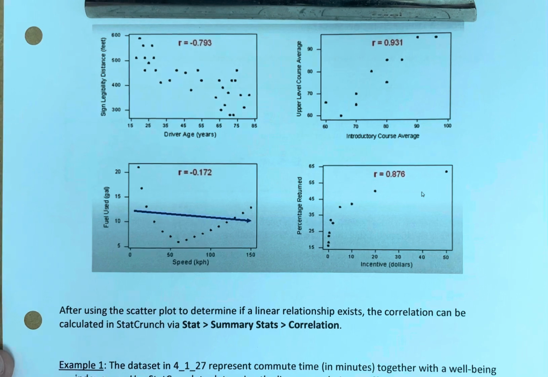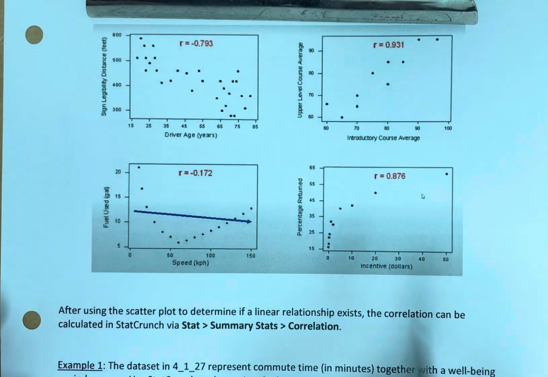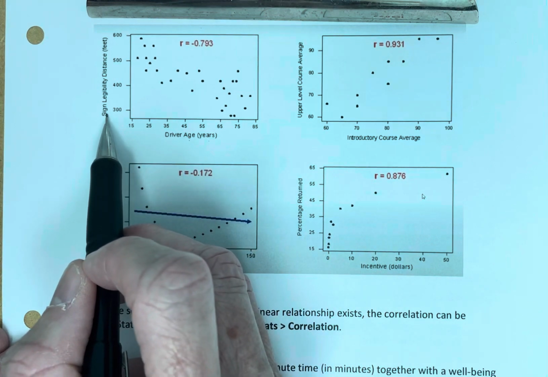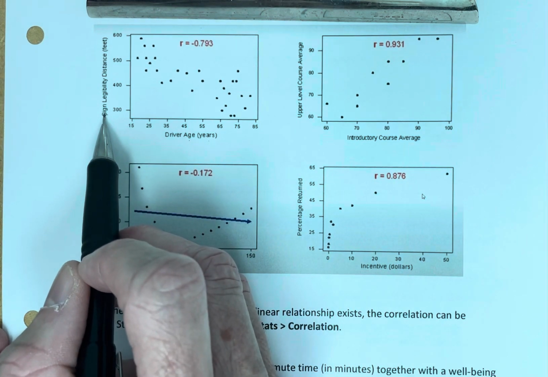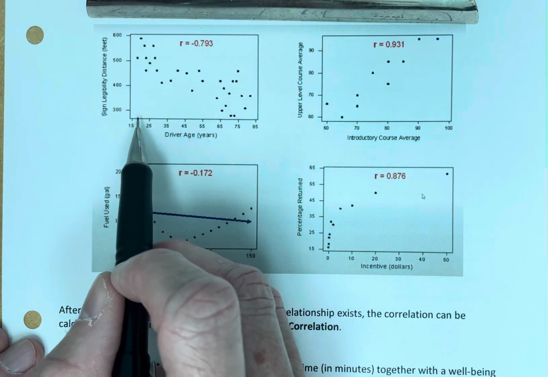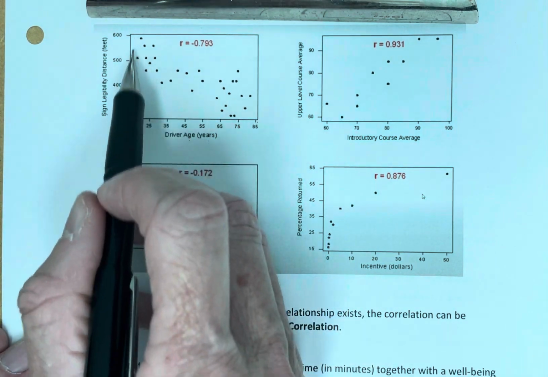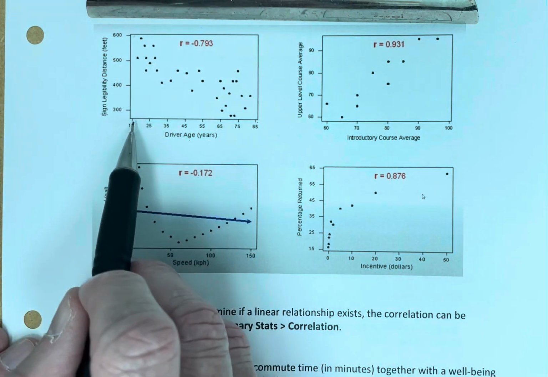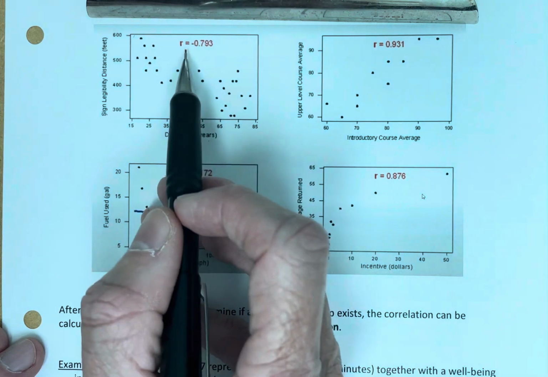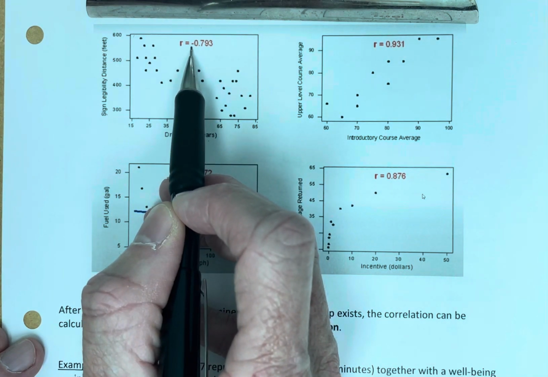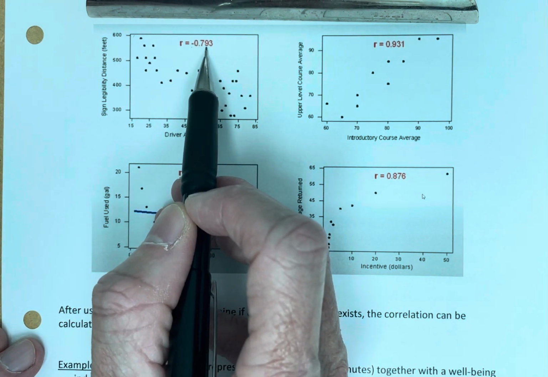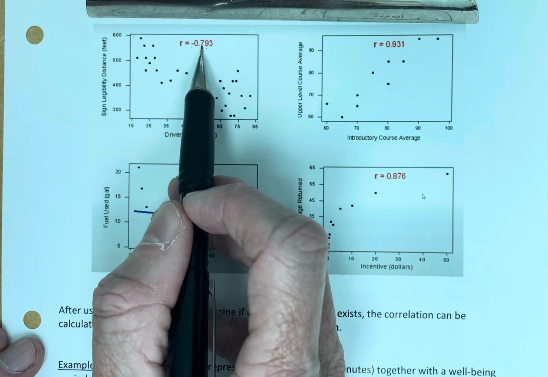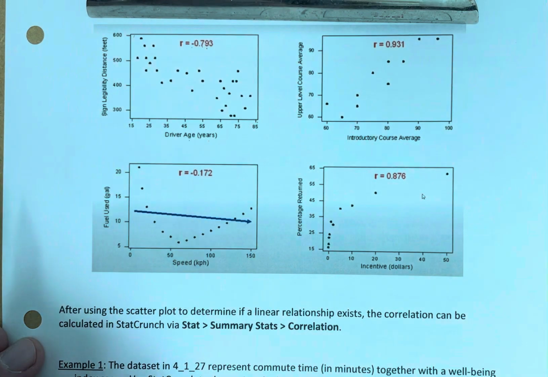Another example of how these scatter plots can look. This one plots the driver age and the sign legibility distance, how far away you can see a sign. It makes sense: as we get older, we struggle to see things clearly, so our distance for seeing something decreases. This is a negative relationship, and it looks moderate to strong, with an R of -0.8. It's on the stronger side.